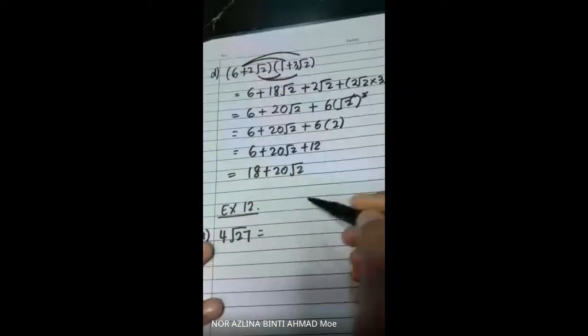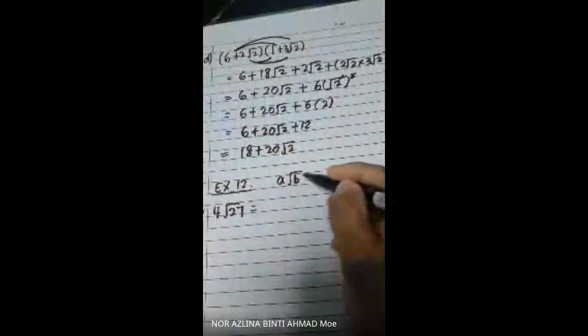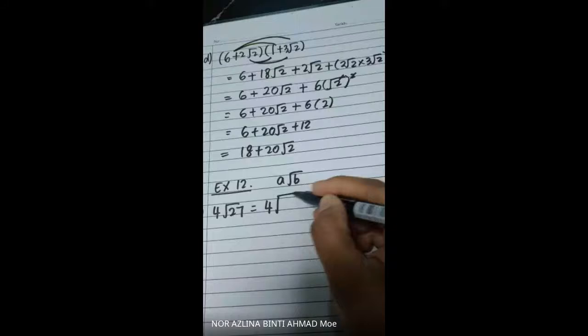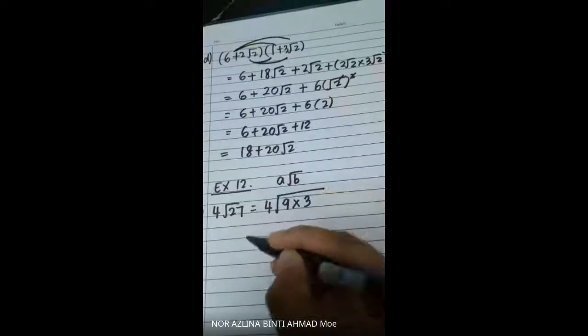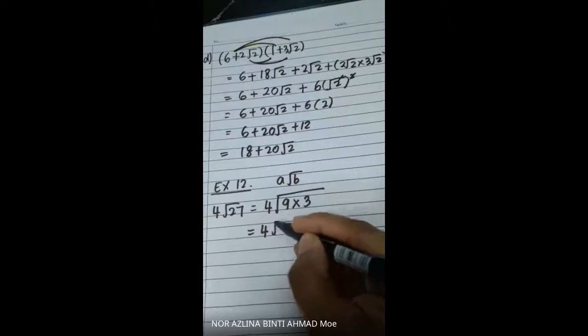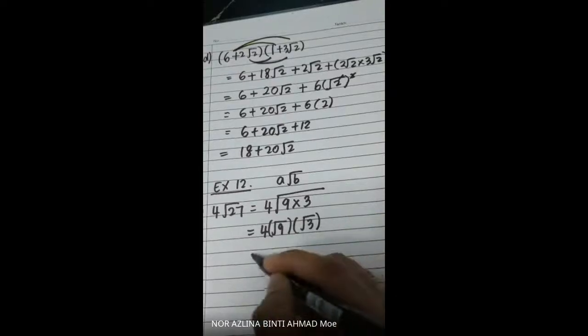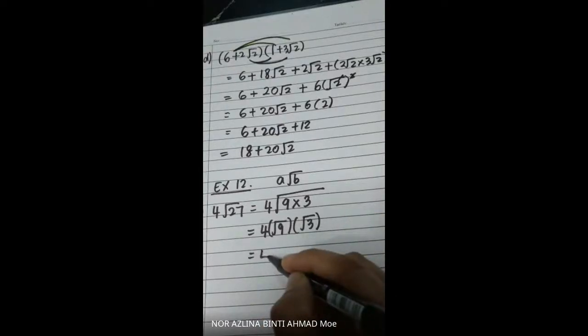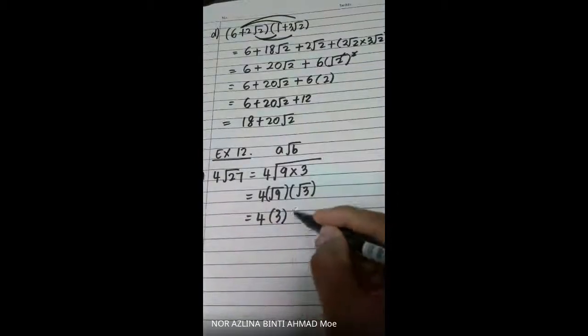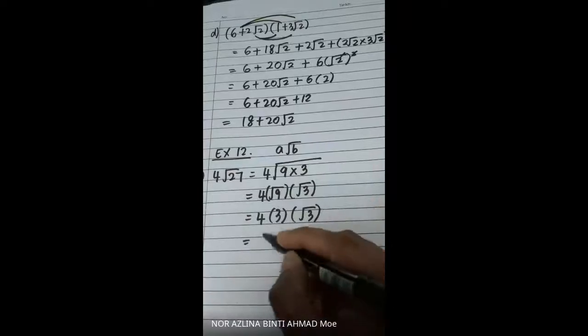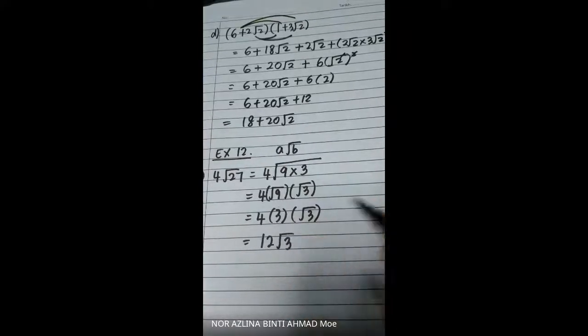Example 12. Simplify in terms of a square root b. So this is 4 square root 27. 27 is 9 multiply 3. We simplify, this is square root 9, and this is square root 3. So 4 multiply square root 9 is 3, and this is square root 3. So 4 multiply 3 is 12 square root 3.